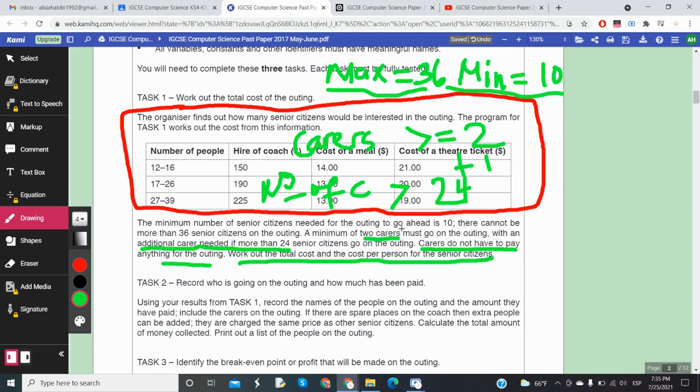So task 1, basically what it's giving you as a hint is it's telling you what the minimum and the maximum amount of senior citizens accepted for this outing are. It's also telling you how many carriers can go for this outing. And it's also mentioning that if there are more than 24 senior citizens going on this outing, then there should be at least the number of carriers going plus 1, based on the 24 senior citizen count that's going for this outing. So that's for task 1.